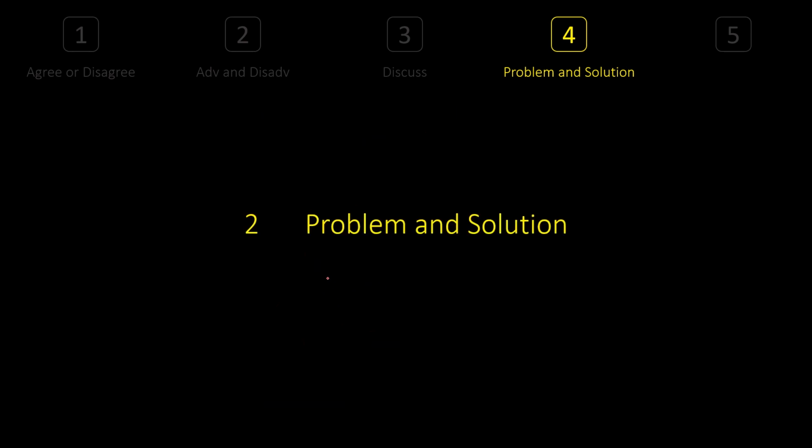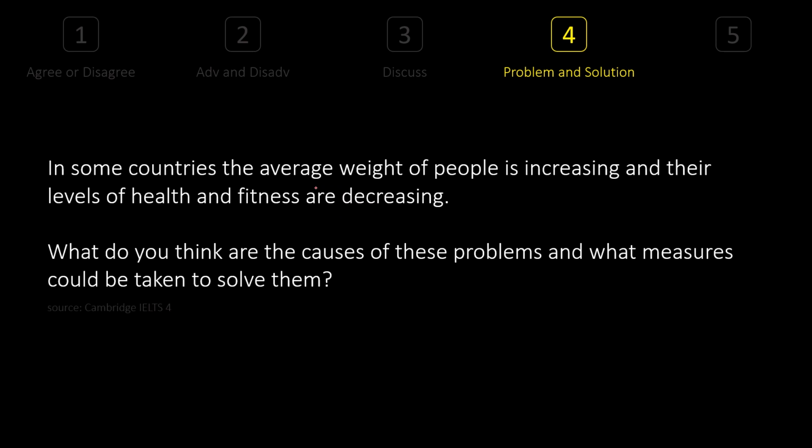Right? So the second type is when we have to mention the problems or the causes of the problems and the solution as well. So in this case, let's look at an example. In some countries, the average weight of people is increasing and their levels of health and fitness are decreasing. What do you think are the causes of these problems and what measures could be taken to solve them? You see that what are the causes of these problems is the first thing, the reasons, and finally measures means solutions that can be taken to solve them.